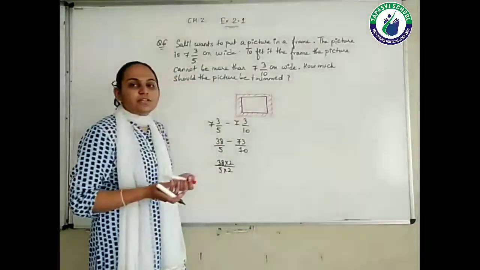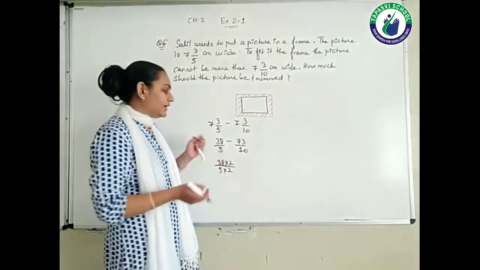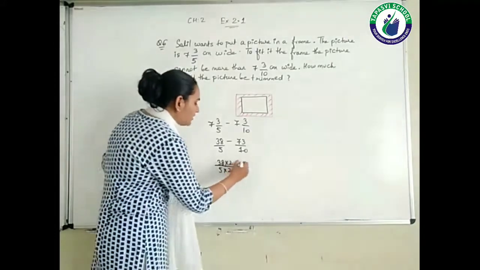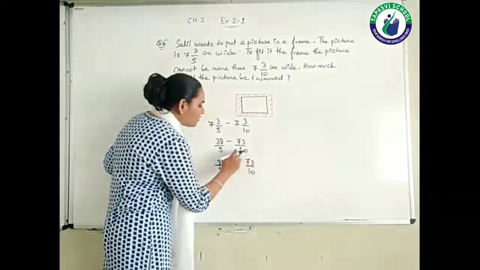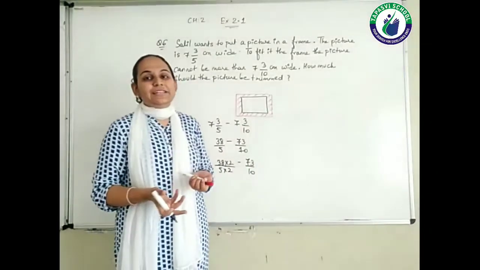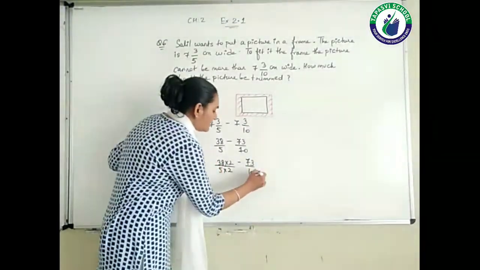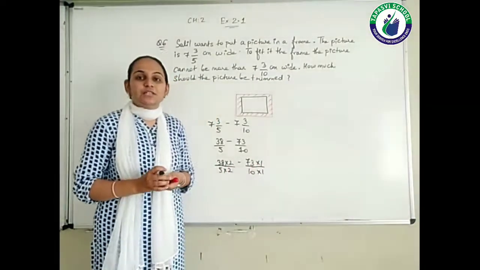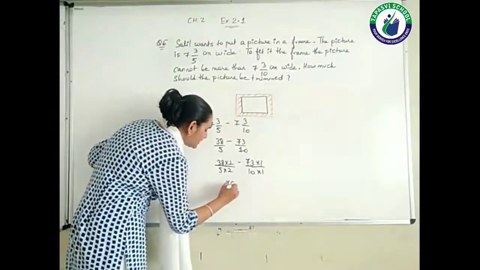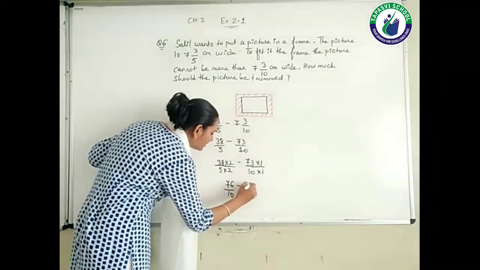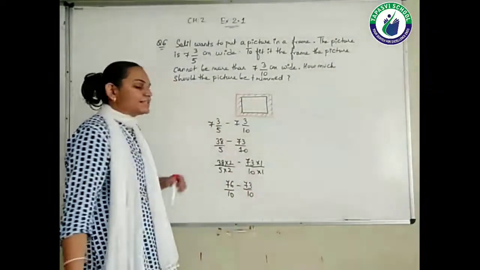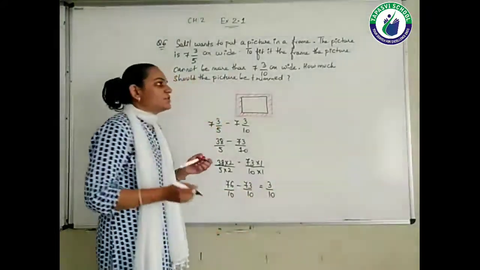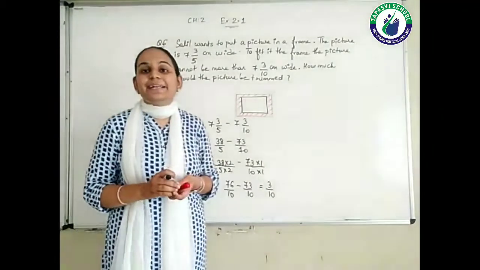You can also calculate without the LCM, it doesn't matter, right? Or you can even use 50 also. 5 tens are 50. Minus 73 upon 10. Okay, which number should I multiply with the 10 to get 10? That is 1. So 38 2s are, what is 38 2s? That is 76. So 76 upon 10 minus 73 upon 10. So what does the answer come to, students? That is 3 by 10. So how much will the picture be trimmed? That is 3 by 10 centimeters.